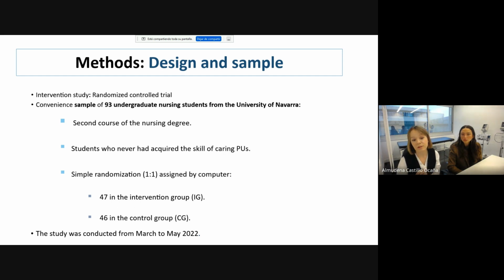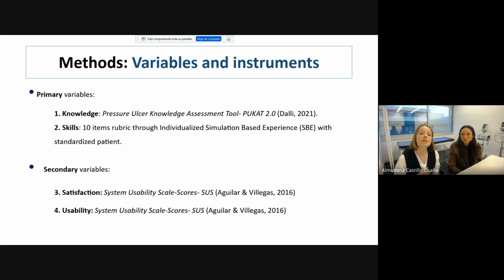The study was conducted from March to May 2022. We studied 4 variables, 2 primary and 2 secondary. The primary ones were knowledge and skills. To measure the knowledge, we used the pressure ulcer knowledge assessment tool, PUKAT 2.0. And to measure the skills, we used a 10-item rubric through an individualized simulation-based experience with a standardized patient.